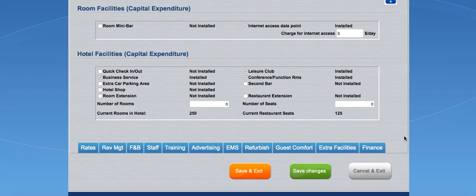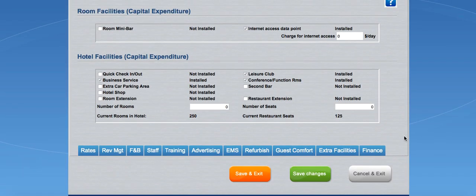Additional facilities, extra things that we can add into our hotel. This is an example position at the start. So here we have internet access already. We have the leisure club, we have conference and function rooms, and we have business services as well. But there's plenty of things we don't have. We don't have mini bars in the rooms. We don't have a quick check-in or check-out, or a hotel shop, or a second bar. We can also add additional parking, or we can even do a room extension or a restaurant extension.